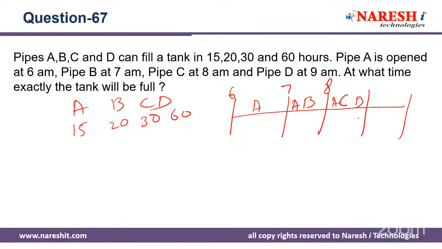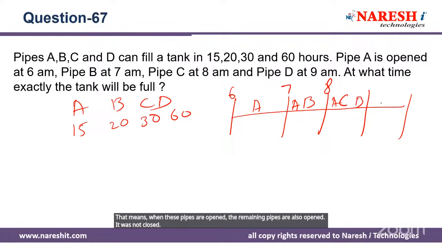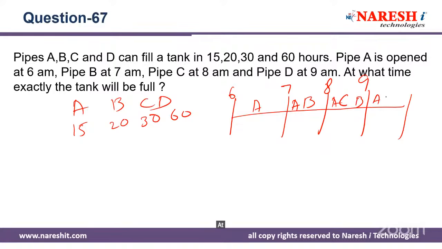That means when these pipes are opened, the earlier pipes are not closed. At 9 o'clock, all four pipes are open. The question is, at what time will the tank be full?